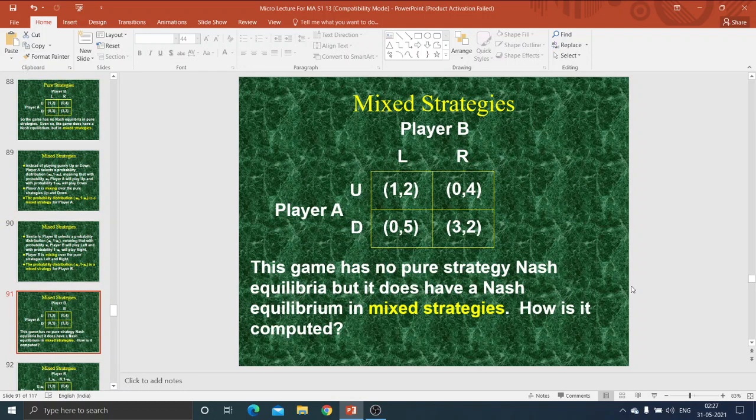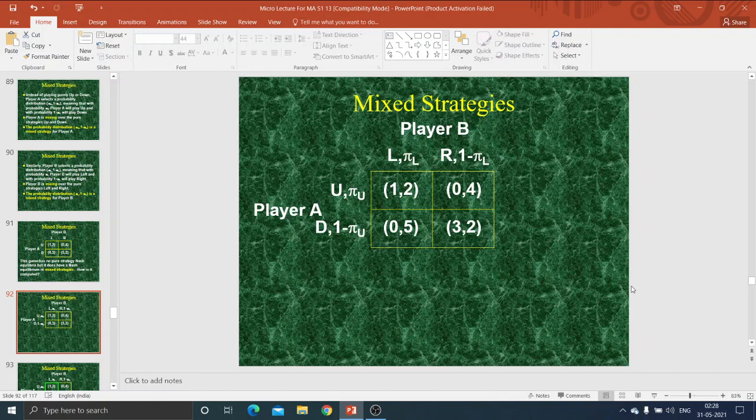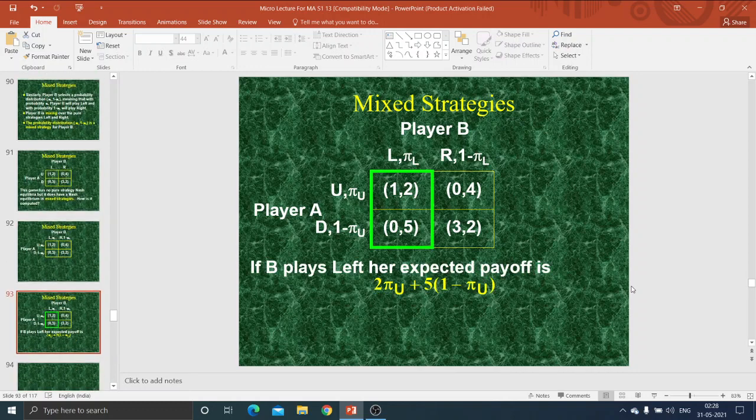So if that is the case, the same example we saw earlier can be understood in the following sense. The game has no pure strategy Nash equilibrium, as we have already said, but it does have a Nash equilibrium in mixed strategies. How is it computed? Let us look into it. As I said, pi L and 1 minus pi L for left and right, and pi U and 1 minus pi U for up and down, is simple to calculate in that sense. So let us calculate.